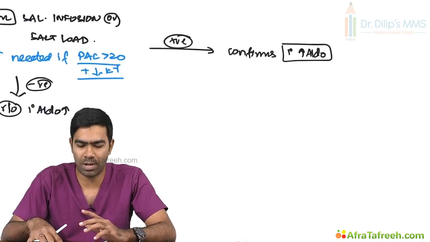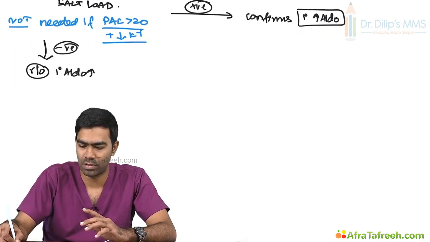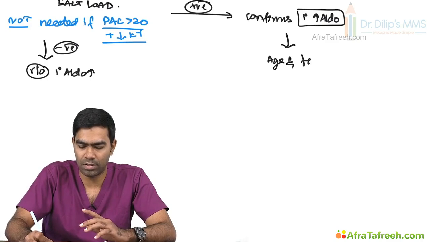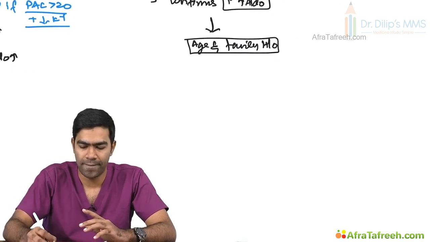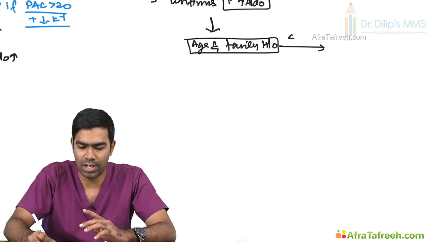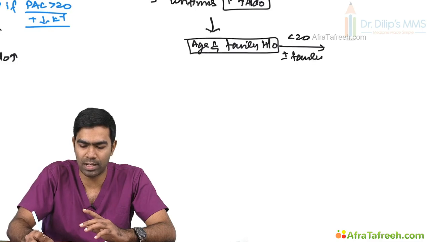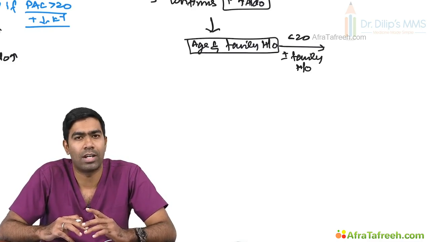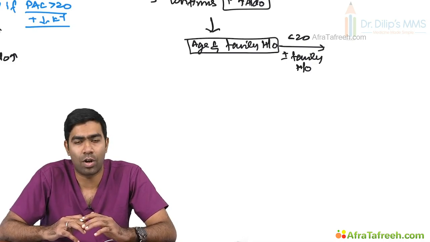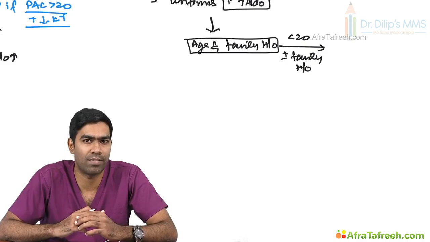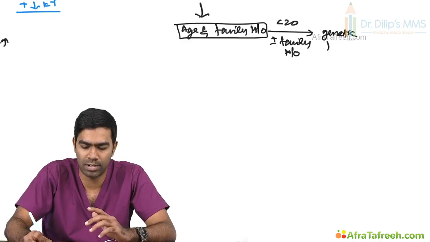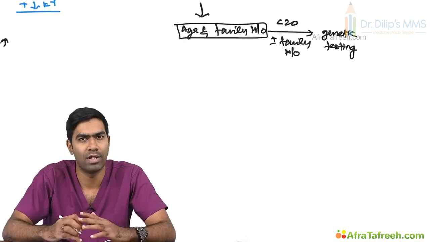Once you have confirmed primary hyperaldosteronism, the next step is to see the age and family history, just to understand whether clinically you are able to differentiate familial hyperaldosteronism or not. If the patient's age is less than 20, plus or minus the patient having a family history of either early intracerebral hemorrhage, or death due to hypertension very early in life, or severe hypertension early in life, then in this kind of patient you can directly go for genetic testing. That is the best, because it's very clear that these patients are likely to have familial hyperaldosteronism.